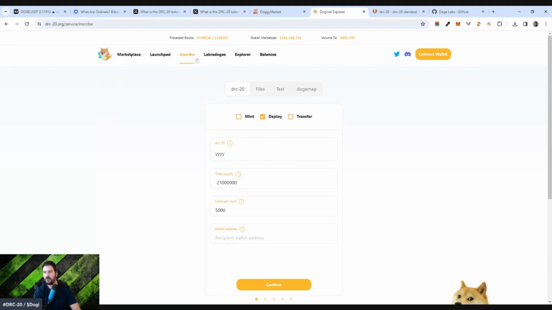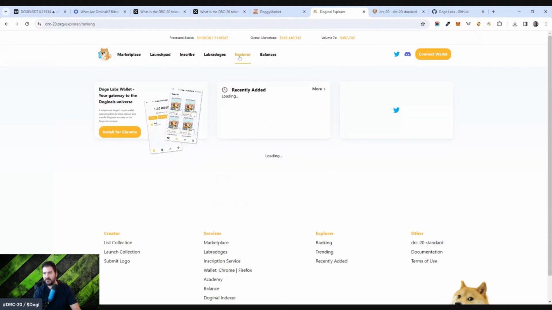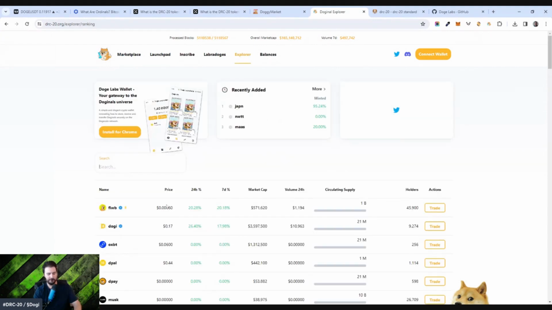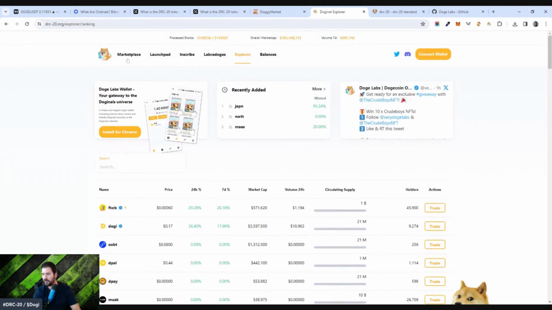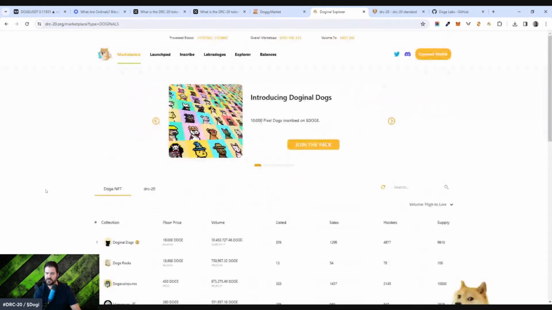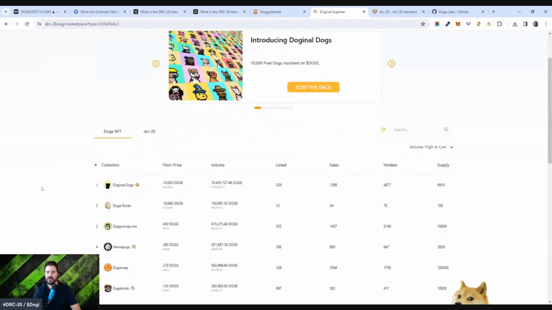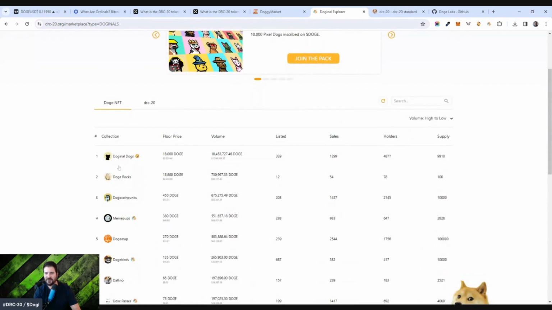Now this is very, very fascinating. If we go over to Explorer again, I've already showed you how you can look at what's been minted, what's tradable, how many holders, what's the supply and so on. Let's go over to the marketplace right here. So this is just getting started, right? Here are the NFTs that are all being created on here, and the prices are pretty sizable at this point, right?